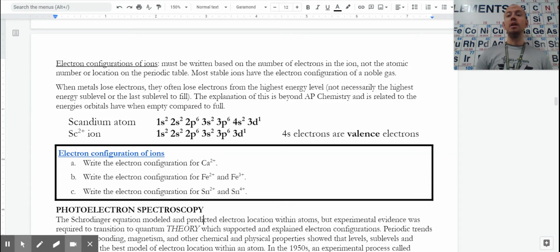So when we write that electron configuration, we have to write it based upon how many electrons there are in the ion. For many of our elements, especially our main group elements, the ones in the S and the P block, the electron configuration for the stable ion is going to be the same as a noble gas. Sodium loses one electron and then has the same electron configuration as neon. Barium loses two to become like xenon. Selenium gains two to become like krypton.